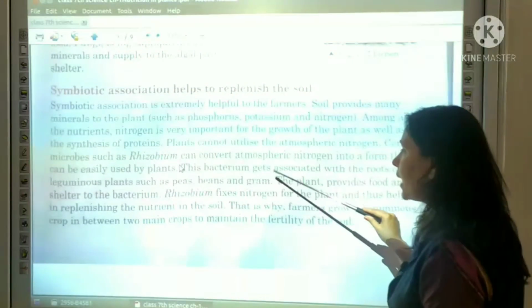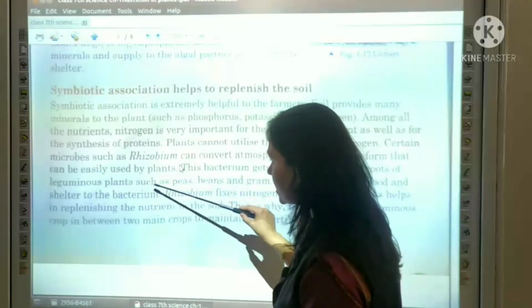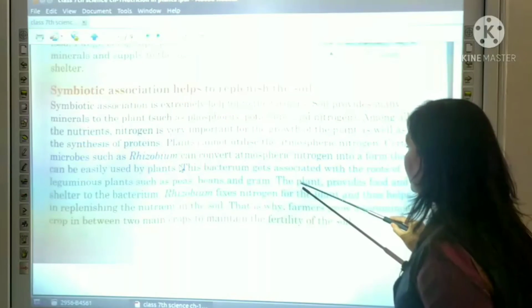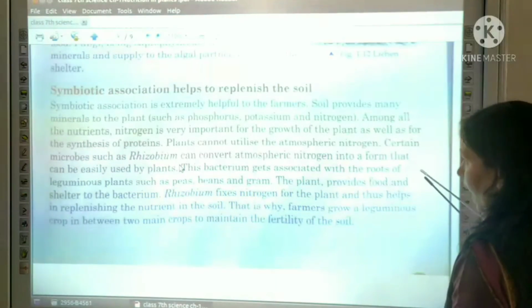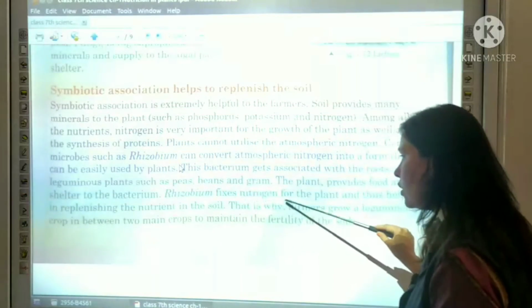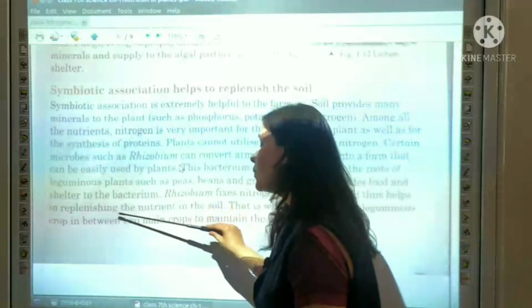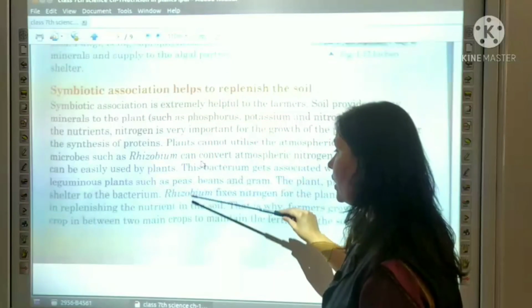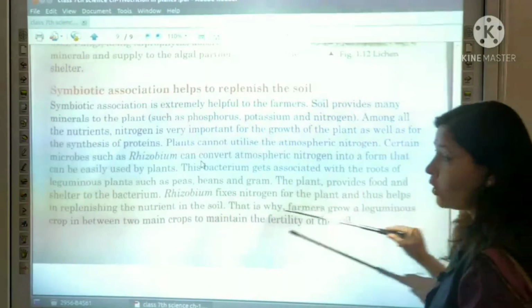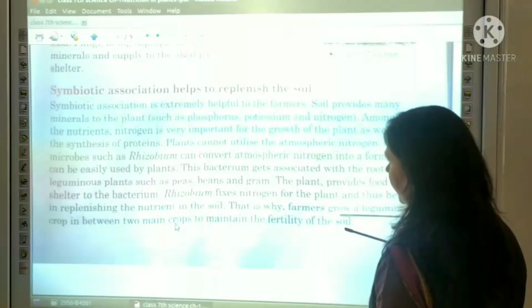This bacterium gets associated with the roots of leguminous plants such as peas, beans and gram chana. The plant provides food and shelter to the bacterium. Rhizobium fixes nitrogen for the plant and thus helps in replenishing the nutrient in the soil. That is why farmers grow a leguminous crop in between two main crops to maintain the fertility of soil.